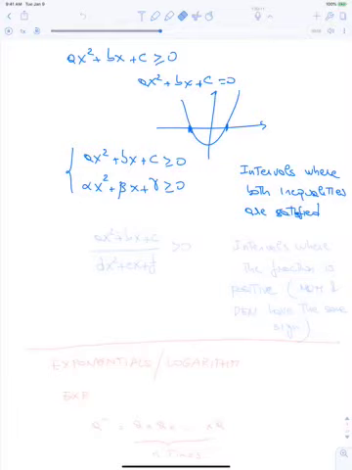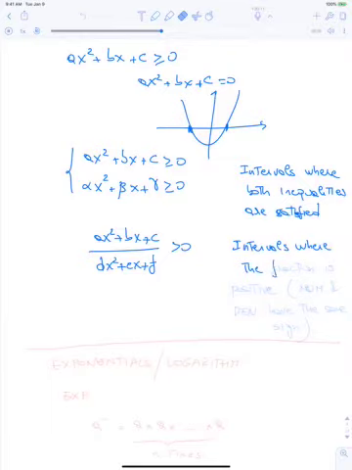And finally, we look at fractions of inequalities. I'm going to use a different notation just to make it different. So here we look at intervals where the fraction is positive. Which means numerator and denominator have the same sign.